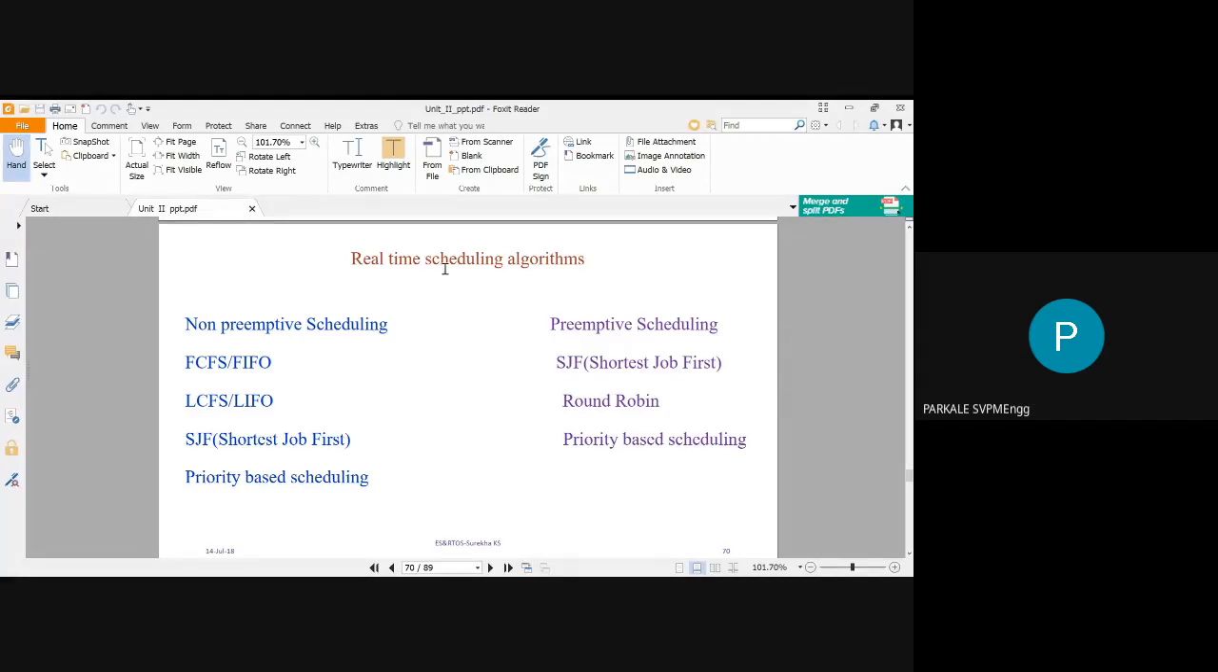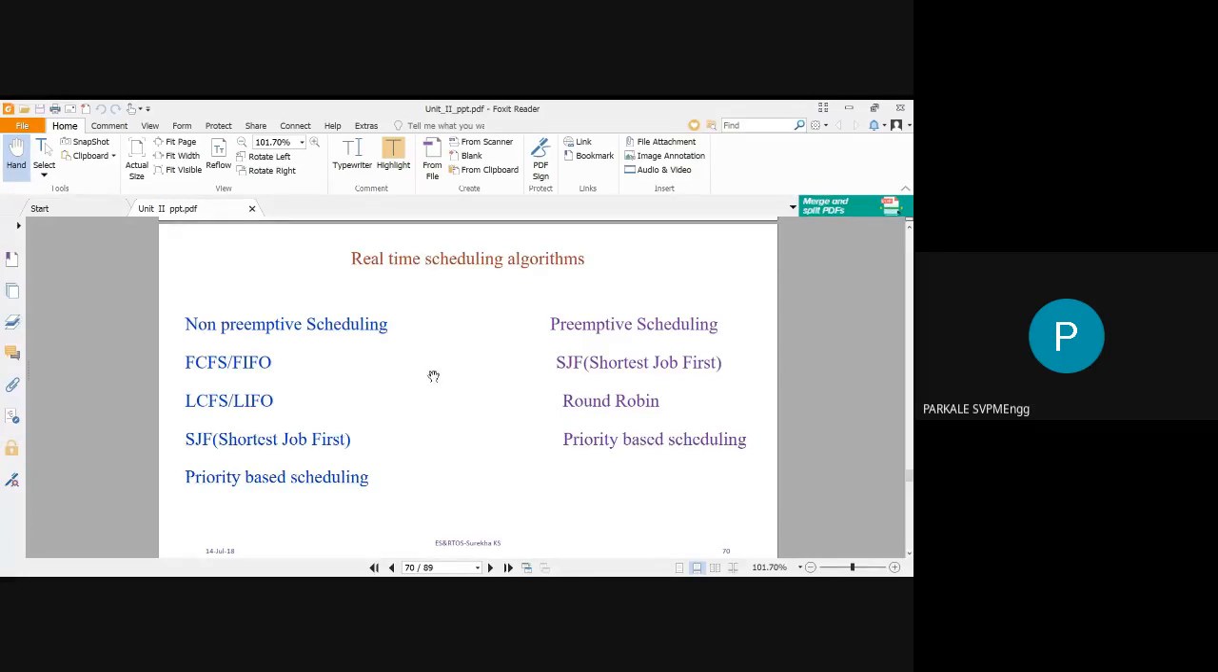Out of this, there are two main types of scheduling algorithms. One is called a non-preemptive scheduling algorithm, and second is called a preemptive type of scheduling algorithm. In the previous lecture also, I told the basic types of scheduling algorithm for embedded systems, that is preemptive and non-preemptive type of scheduling.